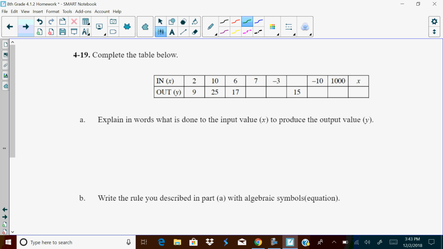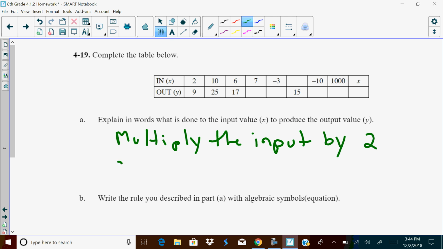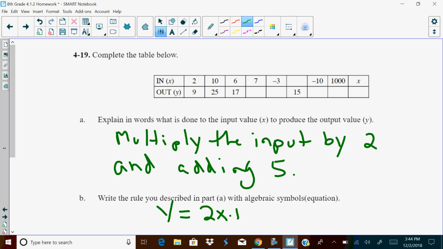2 times 3 is 6 plus 3. 30 is too high. So let's try 2. 2 times 2 is 4 plus 5 would give me 9. So 10, 2 times 10 is 20 plus 5 would give me 25. So I am multiplying the input by 2 and adding 5. So that means my rule would be y equals 2x plus 5.